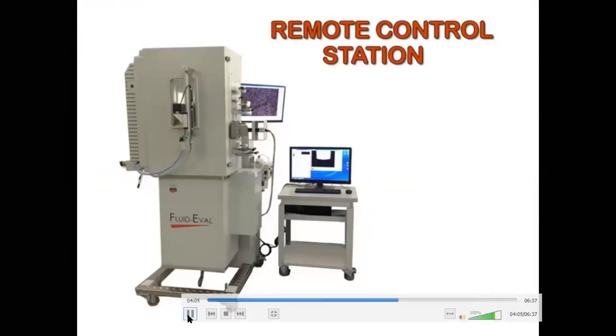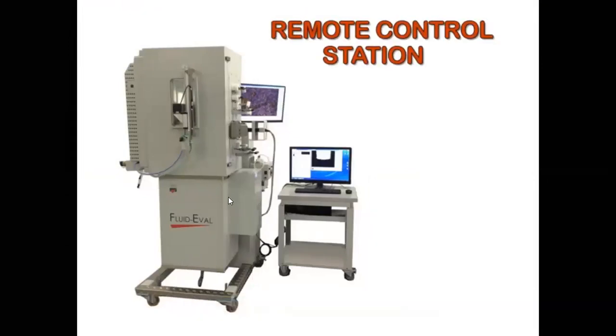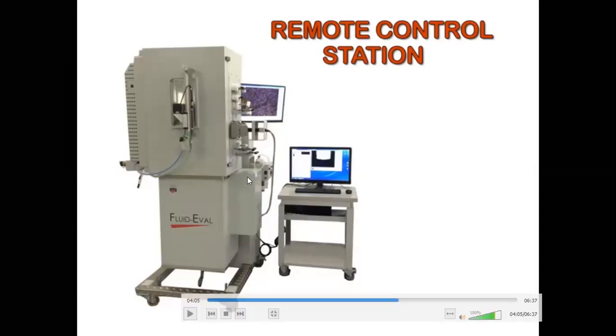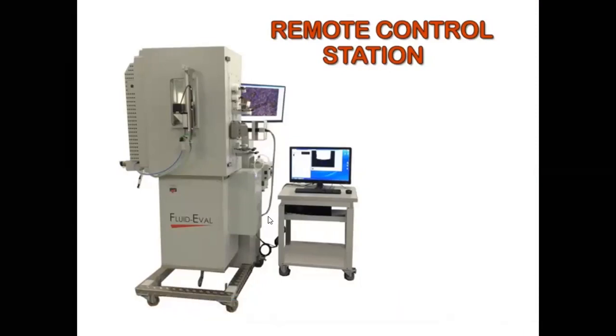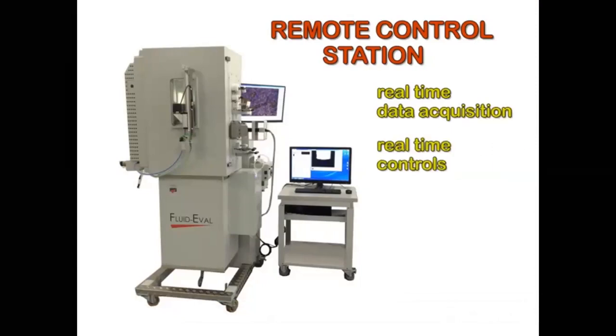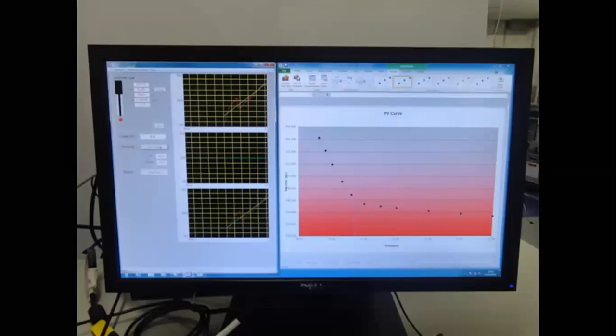A remote control. The cost of this equipment is around 200,000. That's why ordinary universities, low-budget universities, cannot afford this equipment. The station provides real-time data acquisition, real-time controls, macro commands, video facilities, and PVT report generation.